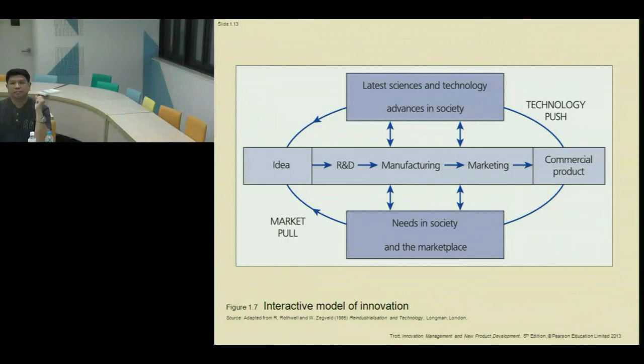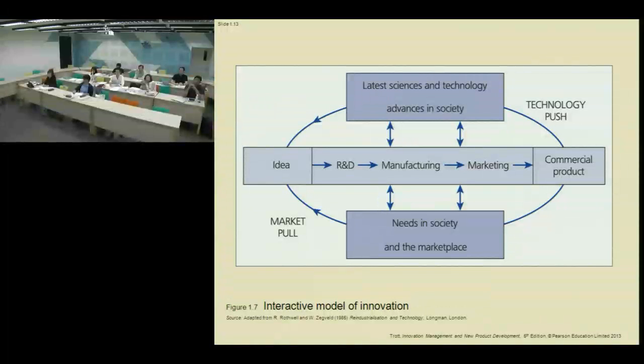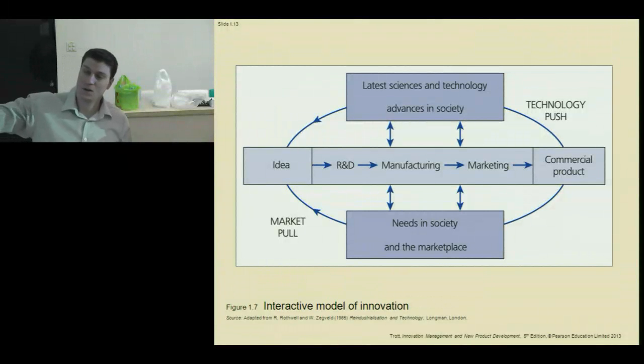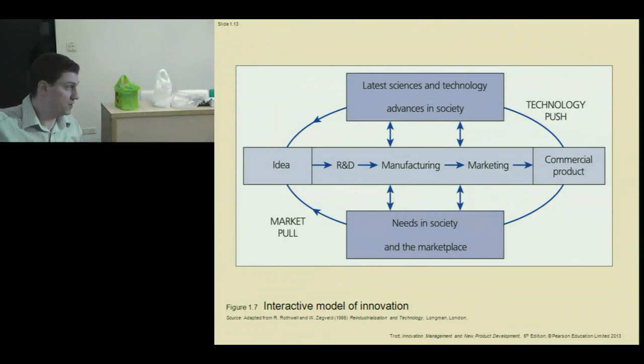And those arrows, in fact, show the interactions between, for example, the latest technology and the production process, and also the market needs with the production process. It's what we were describing before. So whether we start from here or from here, the result is more or less the same. Of course, the value is different, but the result is the same.